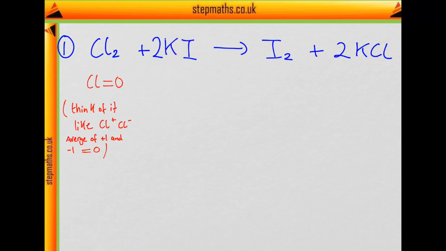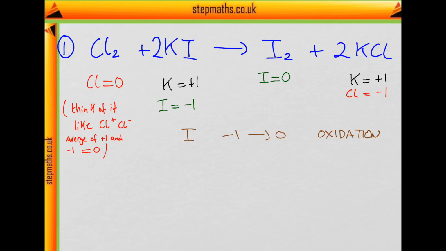Next, looking at the potassium iodide, the potassium always has an oxidation state of plus 1, it's a group 1 metal, and iodine here will have an oxidation state of minus 1. Now looking at iodine gas, this is the same as chlorine gas, so it has an oxidation state of 0. And for potassium chloride, it will be exactly the same as potassium iodide. Potassium has an oxidation state of plus 1, and the chlorine will have an oxidation state of minus 1.